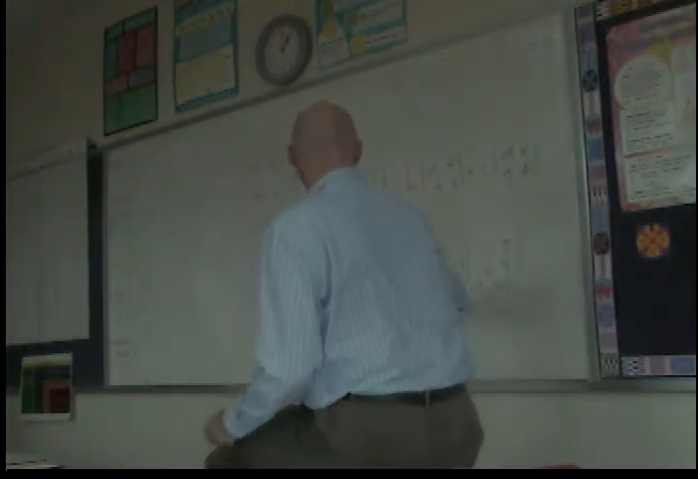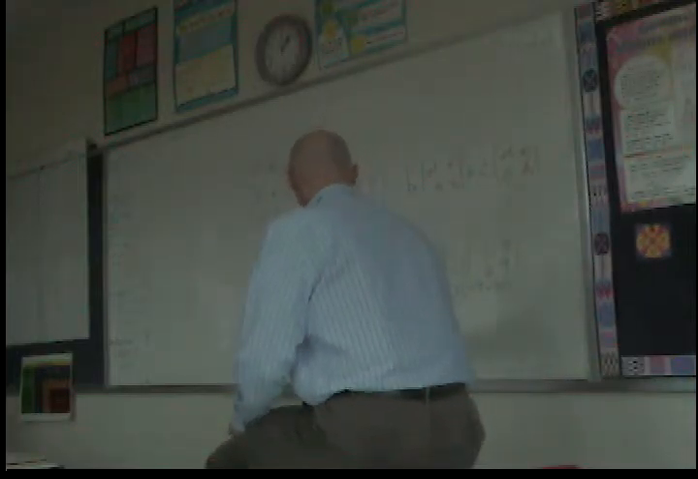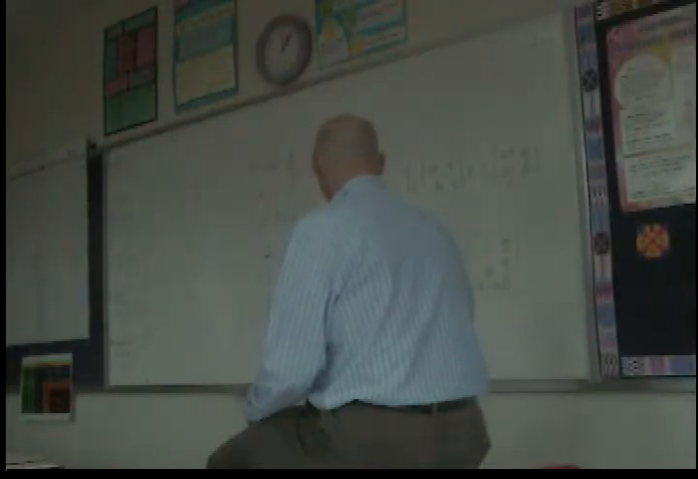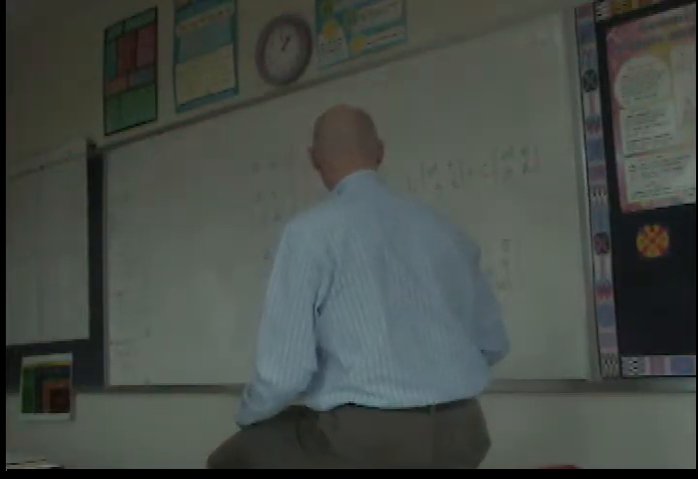Okay, now let's do all this together. 2 times 36 is 72, and 7 times 24. What's that? 168. Good job of using your calculator.